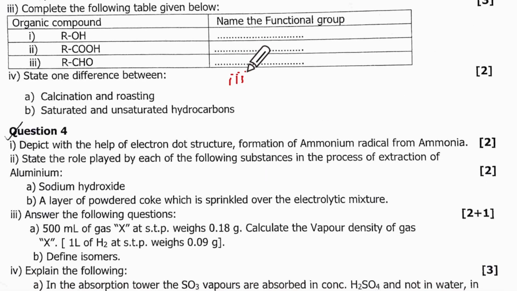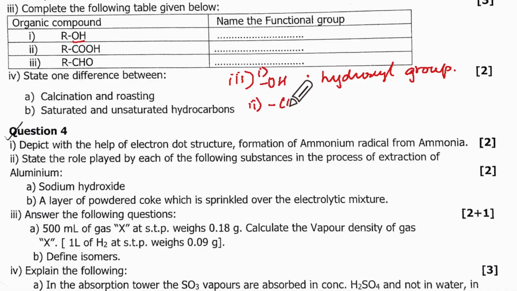Look at your second part here. Complete the following table. R-OH. Name the functional group. The functional group is -OH. -OH means it is which one? Hydroxyl group. Ma'am, can we also write alcohol group, alcoholic group, for OH? Yeah, you could write alcoholic over there.